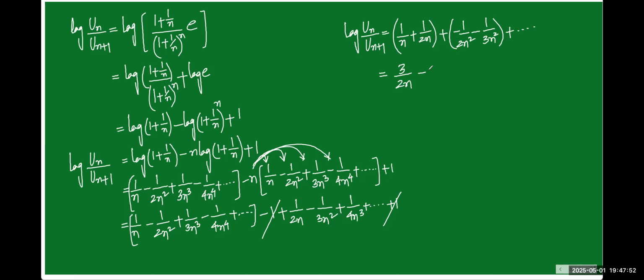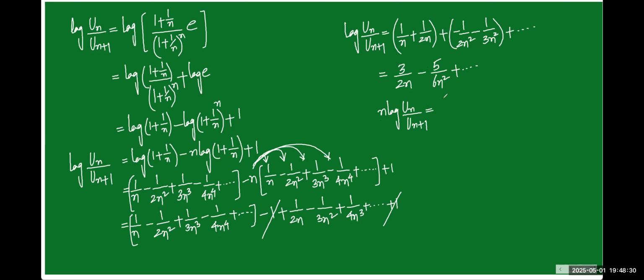Is it minus 5 by 6? Yes, minus 5 by 6. Minus 5 by 6n square. A cubic term is not needed. If you do it, you will get 7 by 12. Actually, I'm not considering that. And so on. So now multiplying n on both sides, n times log of un by un plus 1. Third step I'm applying. We have not taken the limit yet.